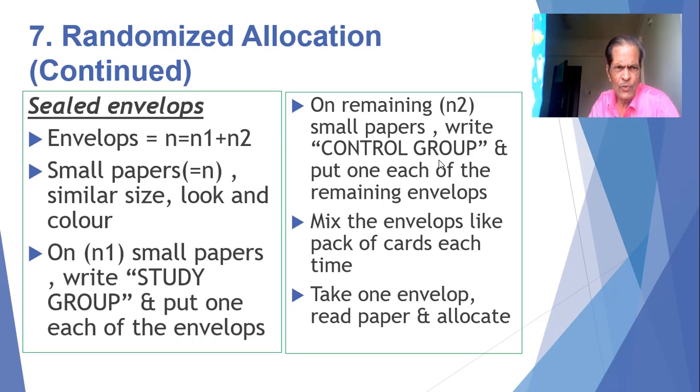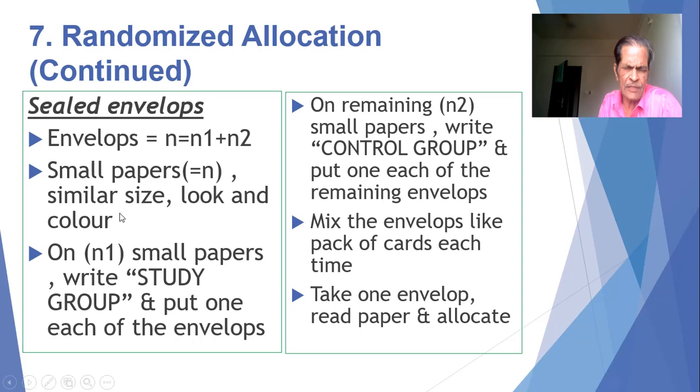The second method is the use of sealed envelopes. We prepare envelopes equal in number to n, where n is the total sample size. N1 is the size for the study group or the experimental group, and N2 is the number for the control group. So we have small papers equal to the number n, the total number.